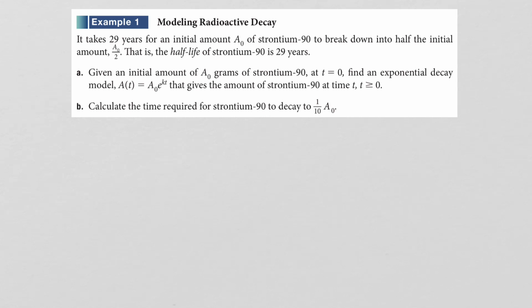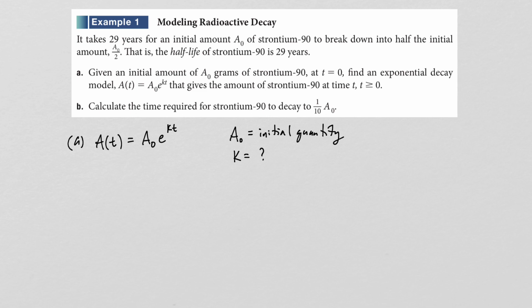So first of all, let's write down the formula for this model. We know that the amount of this element at any time t is equal to the initial amount that we start with times e to the kt power. Now, they don't tell us how much we start with, so A sub 0 is going to be itself, and this is the initial quantity. And we also don't know what k is. Now, k deals with how fast the substance decays. So we need to figure out what this number k is.